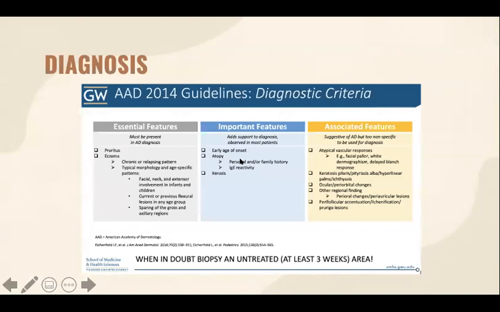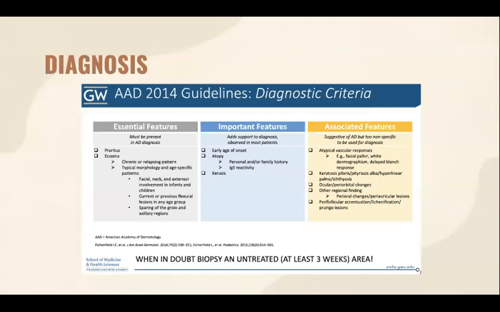Important features that support the diagnosis and are observed in most patients include early age of onset, atopy, both personal and family history of atopy, and IgE reactivity, in addition to xerosis. Associated features suggestive of atopic dermatitis, though not specific, include atypical vascular response with facial pallor, white dermatographism, and delayed blanch response. We can demonstrate white dermatographism, for example, just by stroking the skin. This indicates vasoconstriction, so we will have white discoloration over the skin.